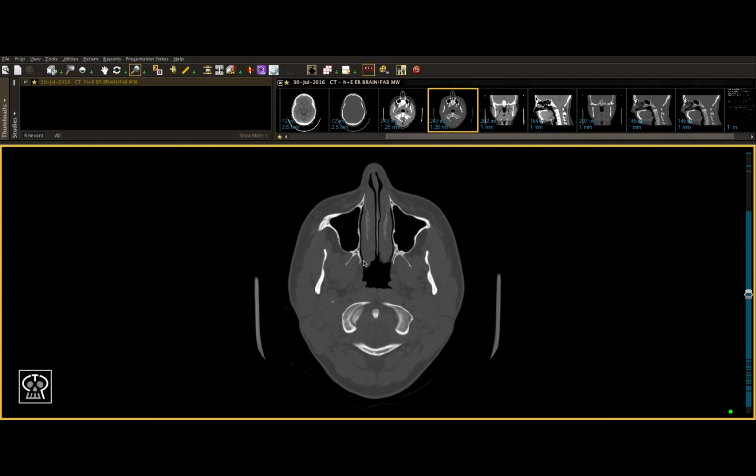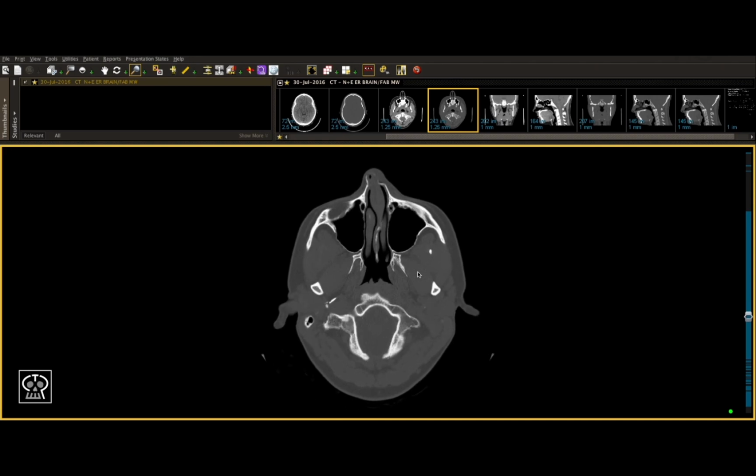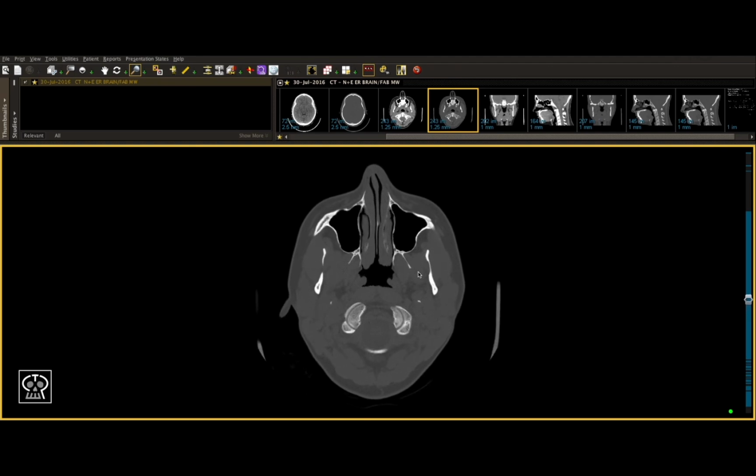Here we can see our medial pterygoid plate and our lateral pterygoid plate. Once again, the medial pterygoid plate and the lateral pterygoid plate. As you can see here, there are smooth cortices in the plates, no fractures, and no obvious deviations. These pterygoid plates appear to be intact.